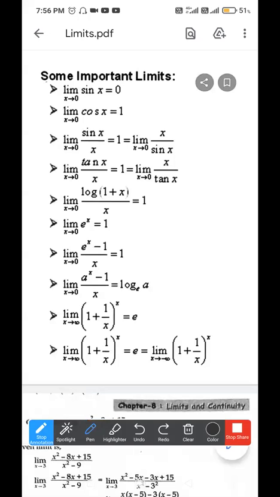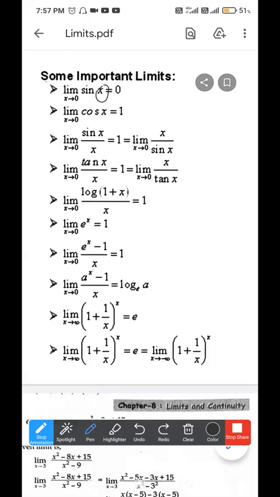So what is limit? Okay, this is limit. You can write it as LT or limit. If limit x tends to 0, then sine of x is equal to 0. If x tends to 0, it means that x is near 0. Then sine x is 0.